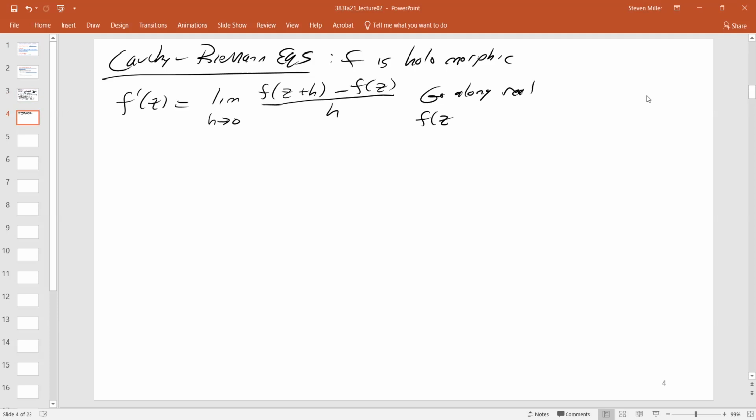So f of z plus h will be f of x plus h comma y. So we're going to go along the real path. Okay, so if I put that in, I will get the limit as h goes to 0 of f of x plus h, y minus f of x, y over h. What does this equal?